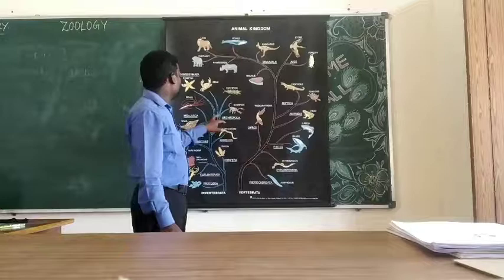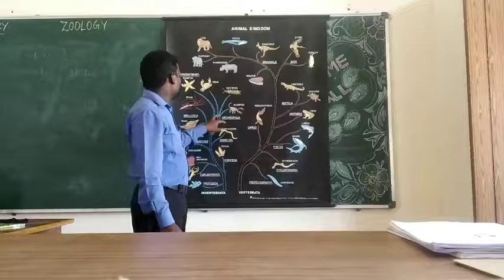The other one is vertebrate. As already mentioned, vertebrates are backbone animals. The vertebrates can be classified into protochordata, as well as the other chordates. The great example is amphioxus. The amphioxus is the animal that forms the interlinkage between the invertebrates and the vertebrates.